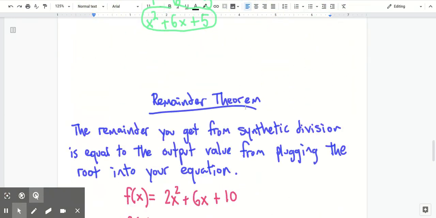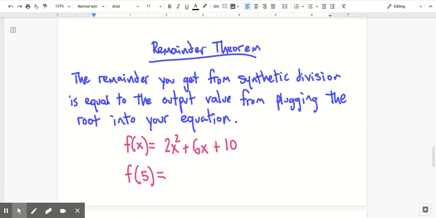There's one other thing really quick that I want to show you guys here. It's just kind of a consequence of synthetic division. It's more interesting than actually useful. But what this theorem says is that if you want to plug a number in for x into an equation, so say I wanted to plug a 5 in. 5 isn't even that hard to plug in. We can do that just by hand right here.